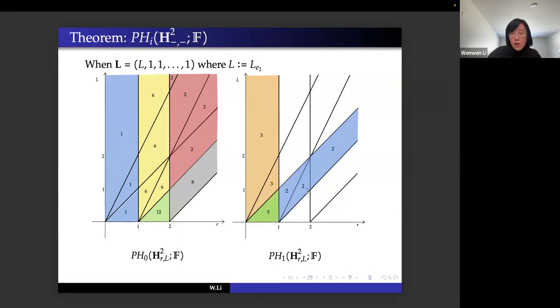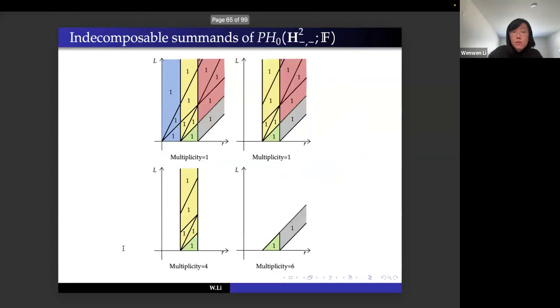And again, if we assign a vertex to each chamber and an arrow between them if there's a wall, then PH1 is an A7 quiver. So this is also interval decomposable. But for PH0, we need some computation, and this is what we got.